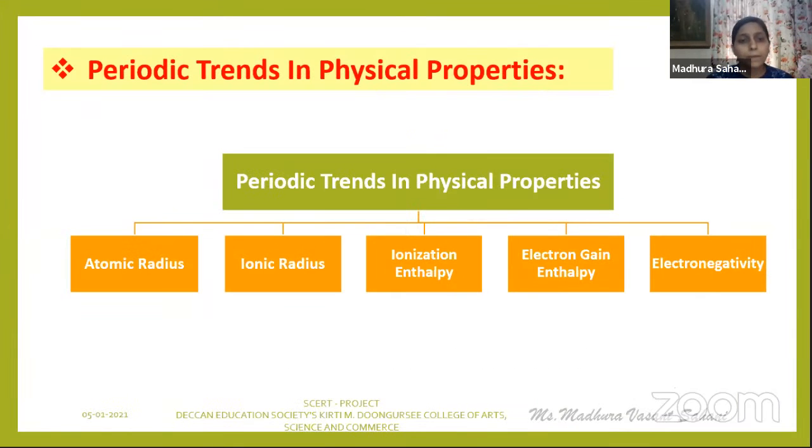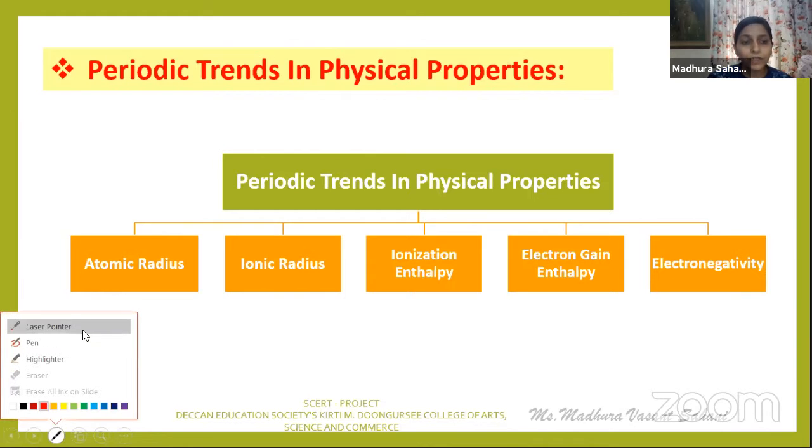So students, we are going to learn the periodic trends in the physical properties. So there are a total of 5 physical properties: atomic radius, ionic radius, ionization enthalpy, electron gain enthalpy, and electronegativity. Out of these, first of all, we are going to learn the periodic trends in the atomic radius.